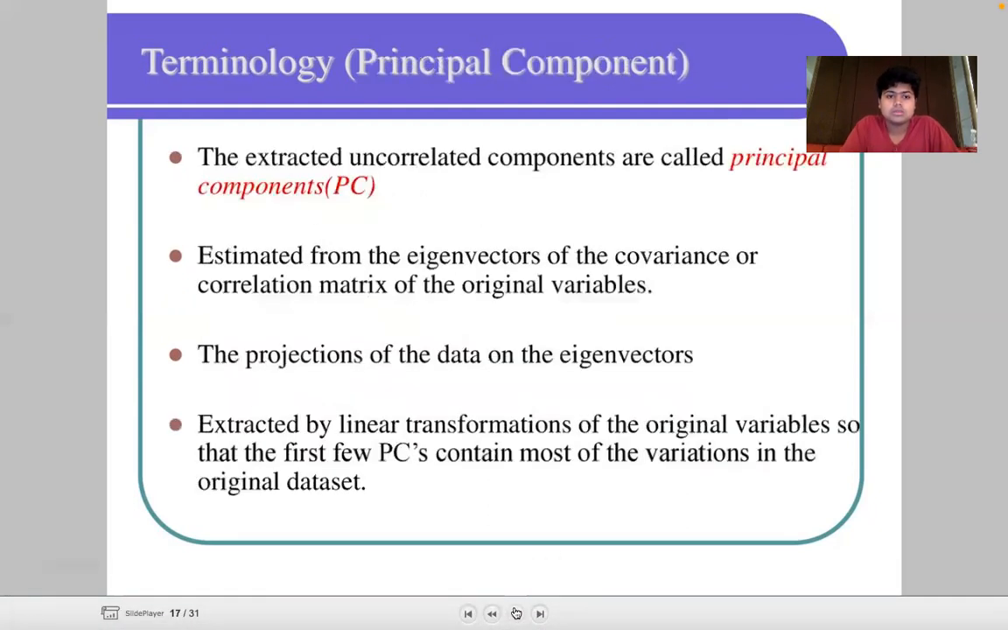So moving on, principal component. The extracted uncorrelated components are called the principal components, known as PCs, estimated from the eigenvectors of the covariance or correlation matrix of the original variables. The projections of the data on the eigenvectors are extracted by linear transformations of the original variables, so that the first few PCs contain most of the variance in the original data set.